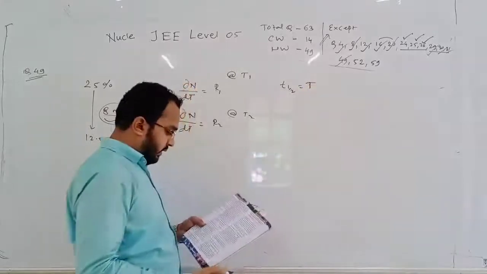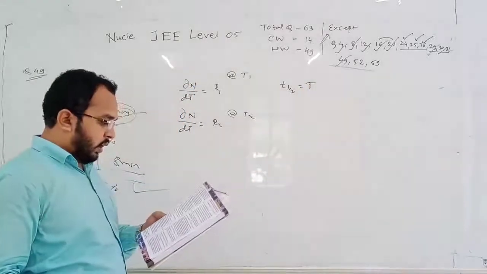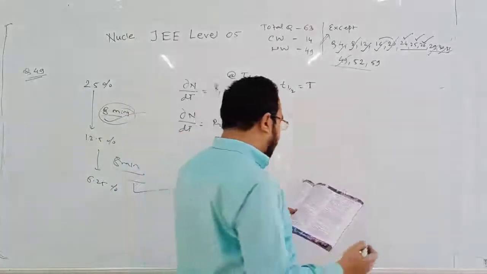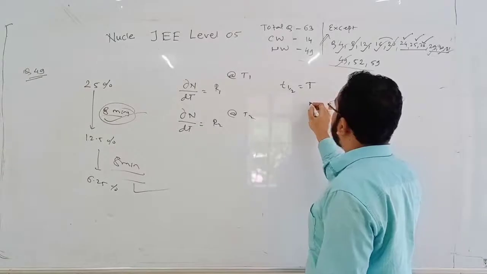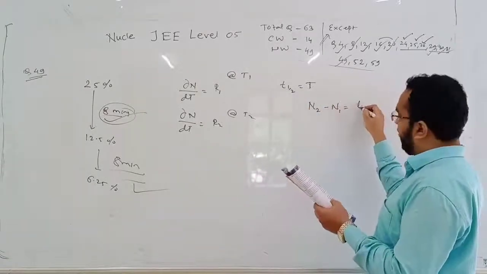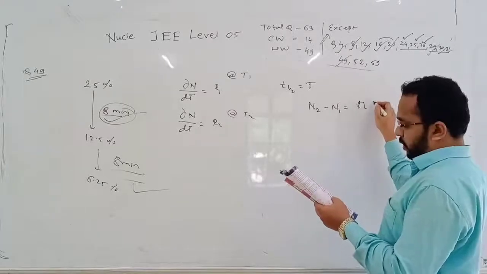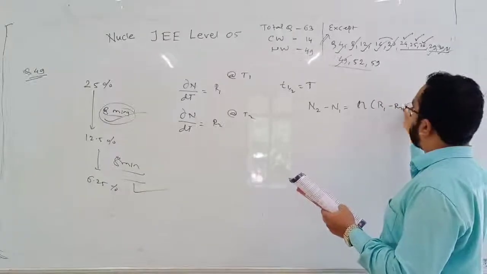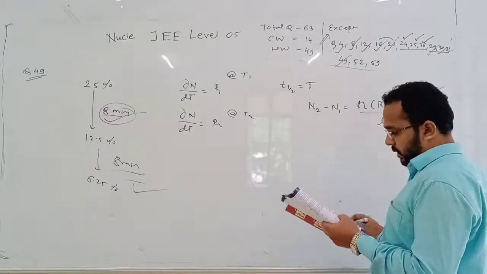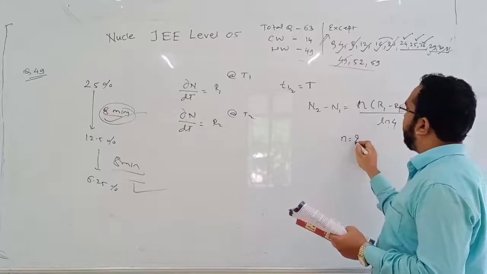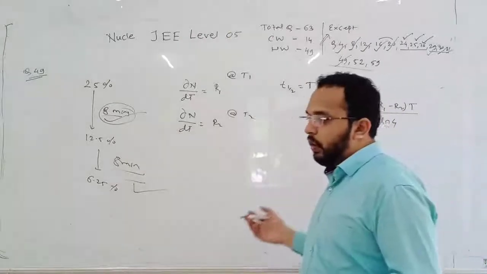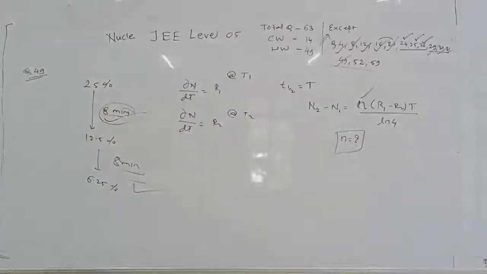T half is given, that is t. The number of atoms that have disintegrated in the time t2 minus t1, that is n2 minus n1, is given as n into (R1 minus R2) into t upon ln 4. Then you have asked the value of n. Integer type question. You have asked the value of n.